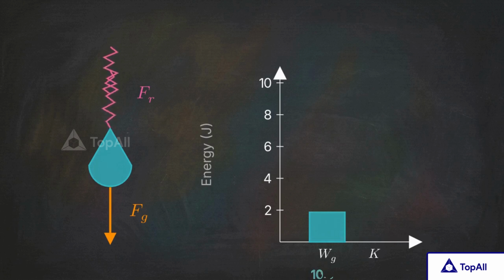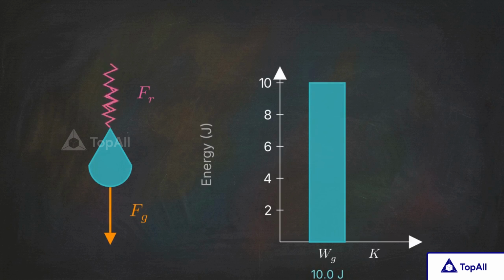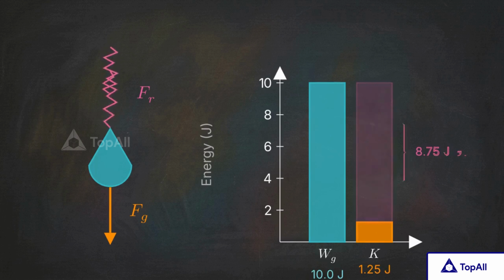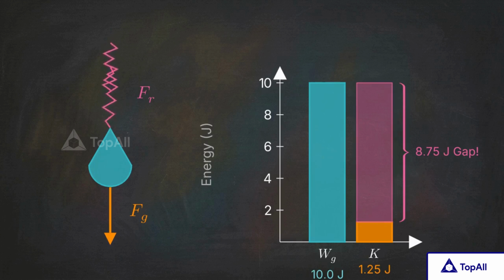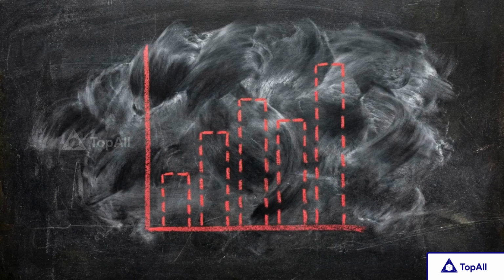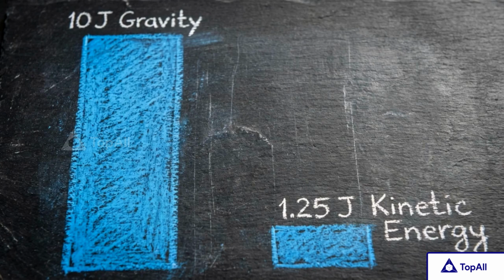A bar chart tracks the work done by gravity, resulting in exactly 10 joules of energy input. Now look at the final kinetic energy. The impact speed reveals the drop only kept 1.25 joules. Gravity supplied 10 joules, but the drop only kept 1.25. That leaves 8.75 joules completely missing from the drop's final state of motion. The math has to balance.